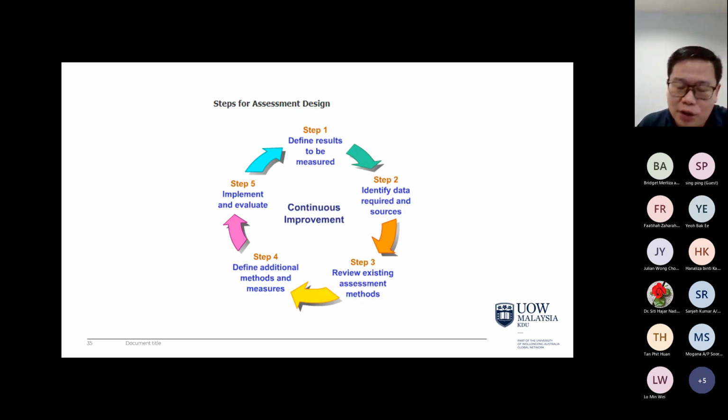Then implement and evaluate. You implement what is being changed, and then you evaluate: is it good? If it is good, continue. If it is not good, continuous improvement, you change. This is how assessment should be. An assessment does not stay dormant or unchanged forever. It evolves based on what is expected, based on the lesson learning outcome, and based on the course learning outcome. So these are the steps for assessment design.